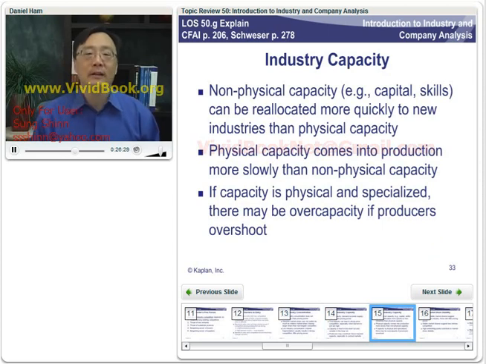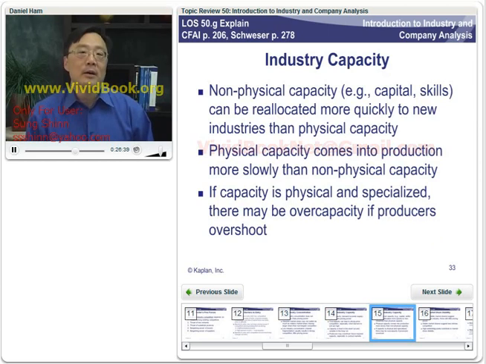Other things to look at in terms of industry capacity related to pricing power and return on capital are non-physical capacity, things like human labor skills and human resources, as well as labor mobility. A lot of these are easier to reallocate than plant, property, and equipment, the big physical capacity things. Those are really difficult to change compared to the other factors of production. If capacity is physical and specialized, it's more likely to lead to overcapacity.